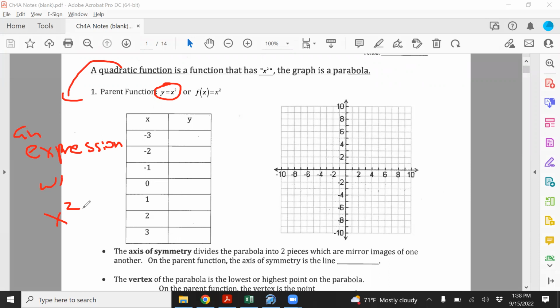We will do stuff that's higher, like x cubed and x to the fourth. That won't happen until after we finish chapter 4, probably right before or after Thanksgiving. But for now, we're just going to focus on quadratic functions. And the most basic quadratic function is y equals x squared.